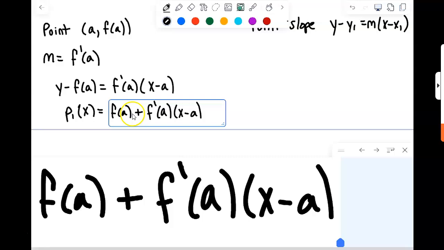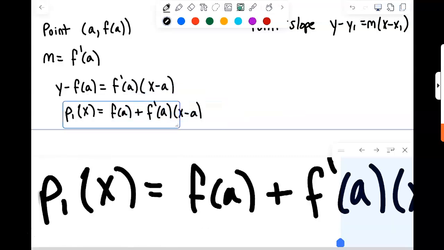Now, f of a is a number, and f prime of a is a number, and a is a number. So we're approximating this thing using that straight line. So I'm solving for y. That's my polynomial approximation of degree 1.